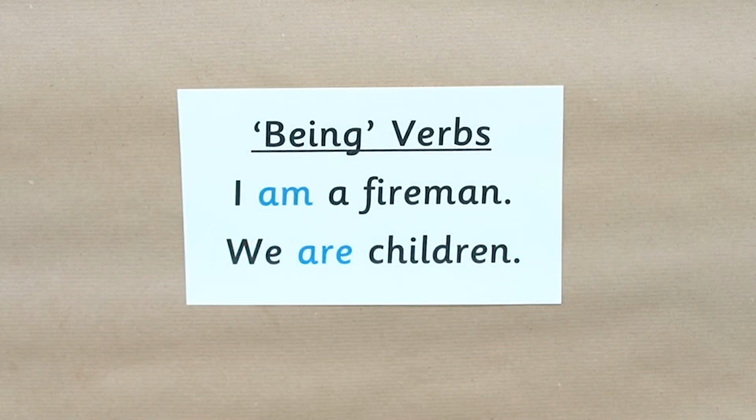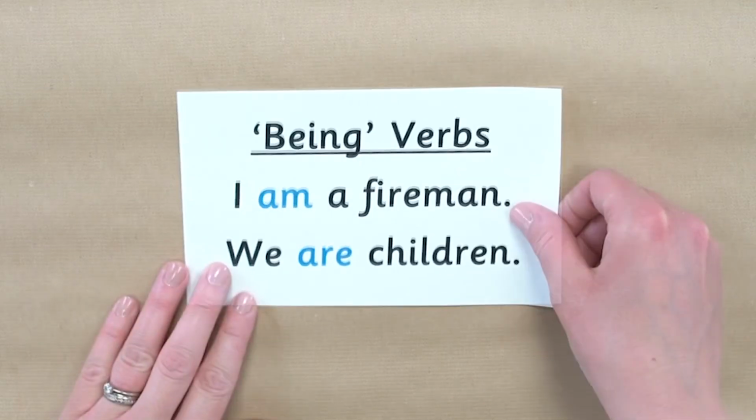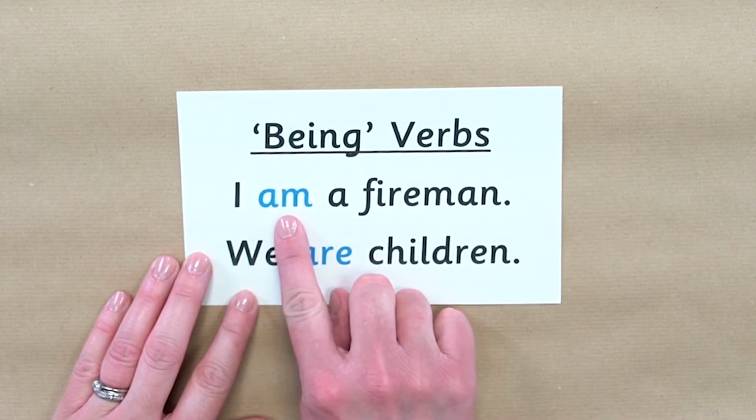Then there's the final type of verb, and perhaps the trickiest, the being verb. Most of us will remember being taught that verbs are doing words. Most of the time, this rule works, but it's worth remembering that verbs can also be being words. If you were to take a sentence such as I am a fireman, am would be the verb, as this is a state of being.